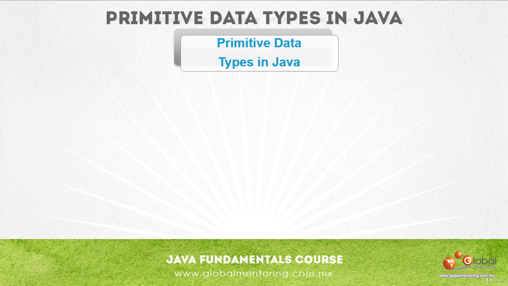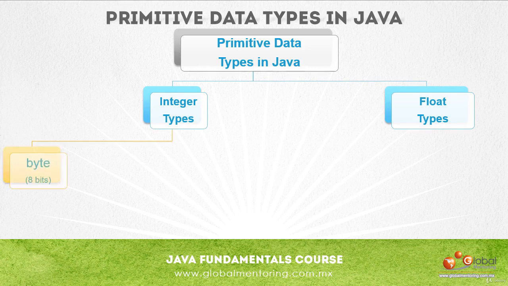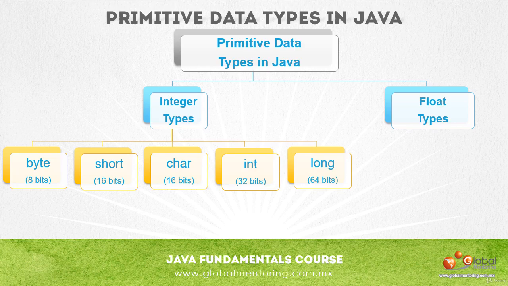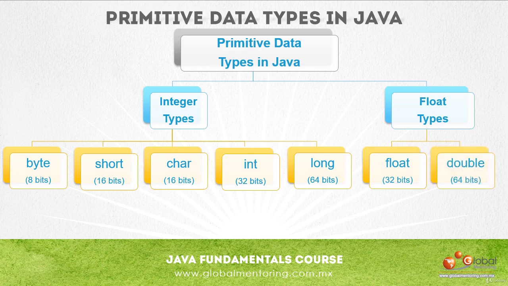We have primitive data types in Java and are classified as integer types and float types. And we have the next integer types: byte, which has 8 bits, short, which occupies 16 bits, char, which occupies 16 bits too, int, which has 32 bits, long, which has 64 bits, and in float types we have the float type, which has 32 bits, and double, which has 64 bits.